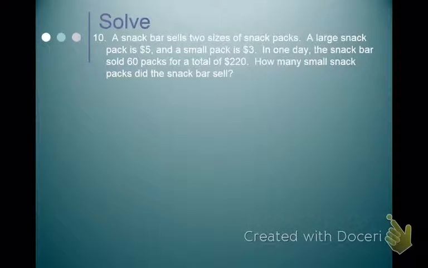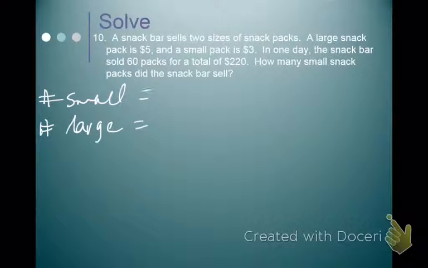But from your previous notes, from the 6.2 substitution notes that you already have, there are some story problems there in the back. First one says a snack bar sells two sizes of snack packs. A large snack pack is $5 and a small pack is $3. In one day, the snack bar sold 60 packs for a total of $220. How many small snack packs did the snack bar sell? So we don't know how many small snack packs were sold. And we actually don't know how many large packs were sold either. So those are going to be our two variables.